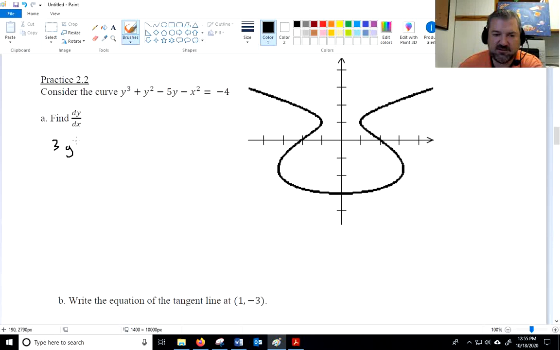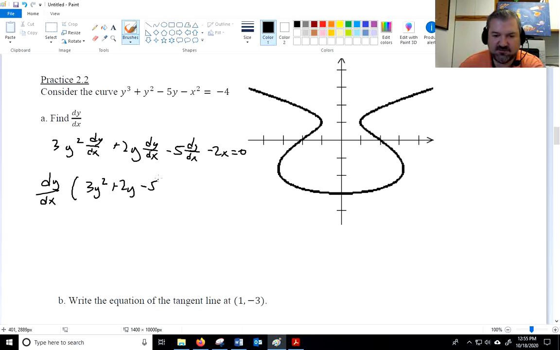So that's a 3y squared dy dx plus 2y dy dx minus 5 dy dx minus 2x equals 0. All right, we'll solve for dy dx. So factor out dy dx, and you'll get, well, actually, we need to move the 2x over first, right? So move the 2x over, and then you'll have 3y squared plus 2y minus 5 is equal to 2x. So then dy dx is equal to 2x over 3y squared plus 2y minus 5.